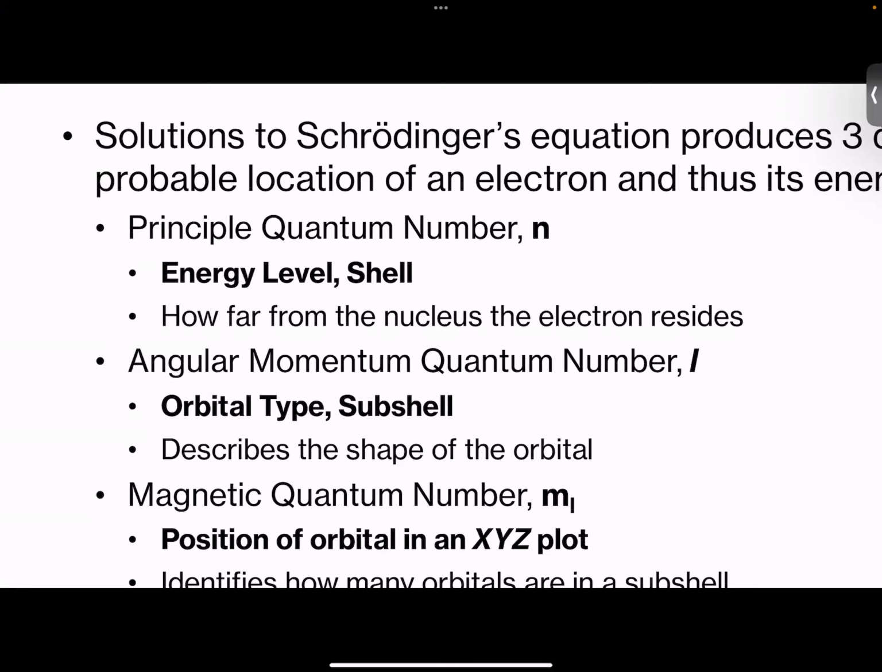The second layer away from the nucleus will have the n is equal to 2 value. Shell number 2. The third layer away from the nucleus will have n equals 3. The third shell, the third layer. So you have your principal quantum number. Again, it tells you how far from the nucleus the electron resides. Is it right next to the nucleus in shell 1? Or is it further out in shell 7?